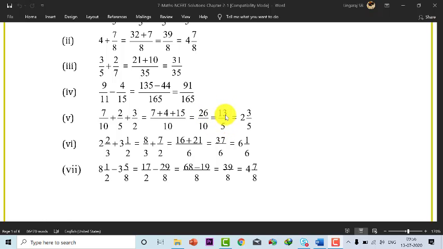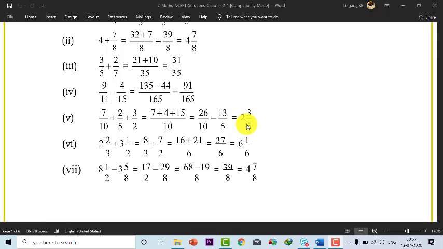If you want to write this in simple form, you can divide the numerator by the denominator. So here 5 2s are 10, so 2 is the whole number we get in the quotient, that will be written in the whole number place, and the remainder we get is 3, that will be in the numerator place, and the divisor 5 we should write in the denominator place.